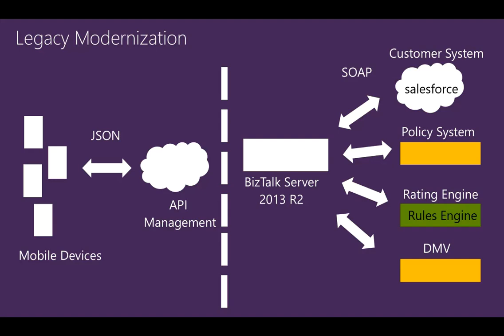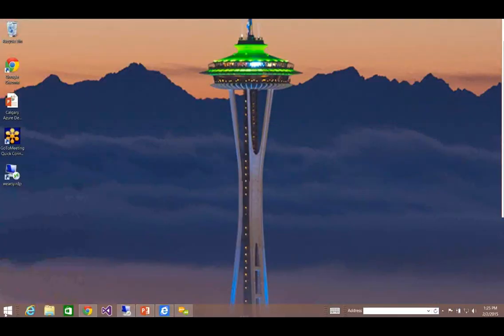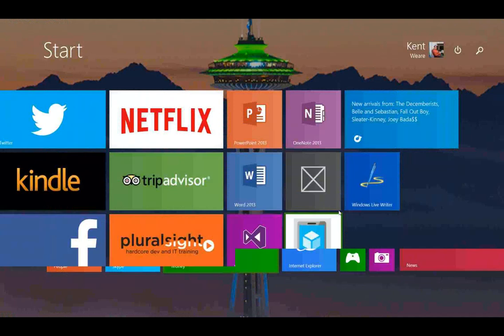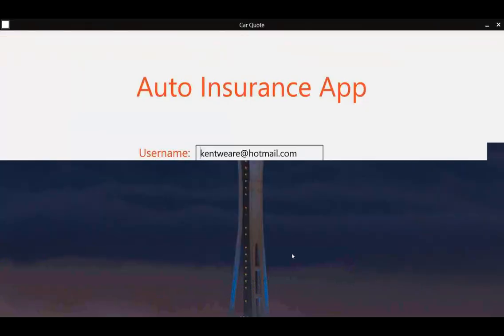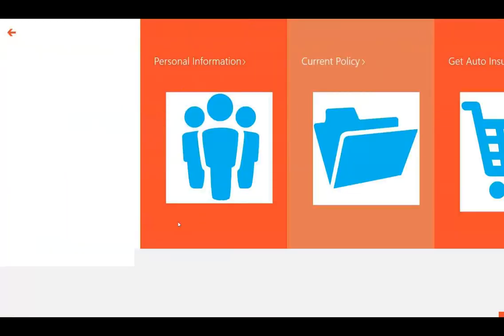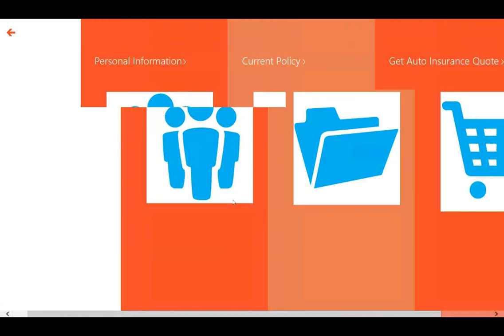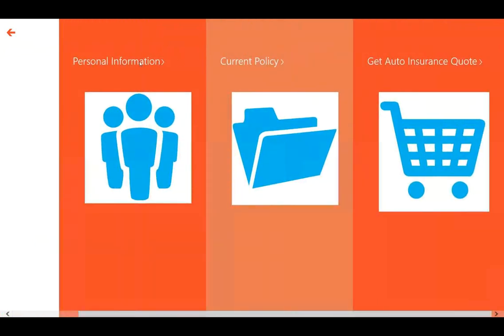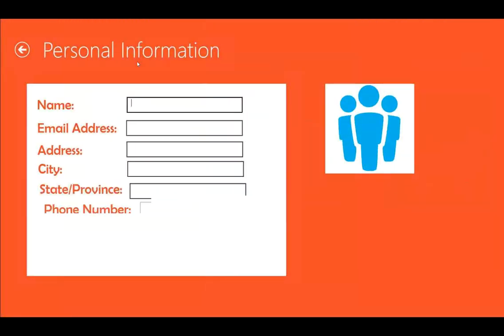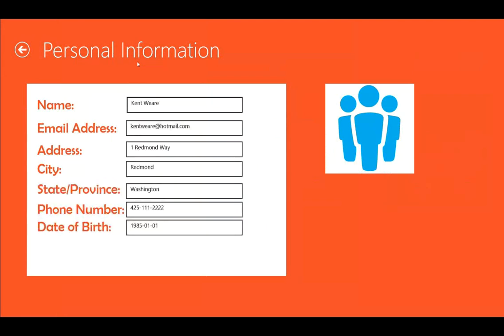And that's not something that a point-to-point RESTful API is going to afford. So I'm going to now just jump into the mobile application that's been built. This is a Windows 8 application. I'm going to go ahead and log in. I've got some of the different features, whether personal information. So in this case, this would be my demographic information that's coming back from Salesforce.